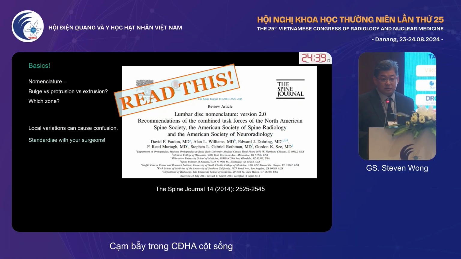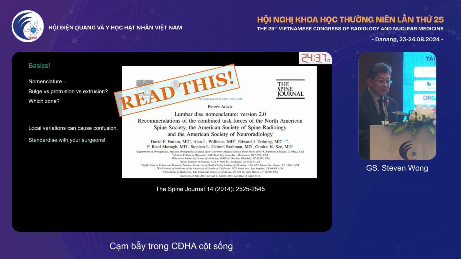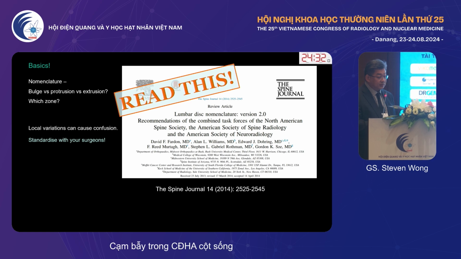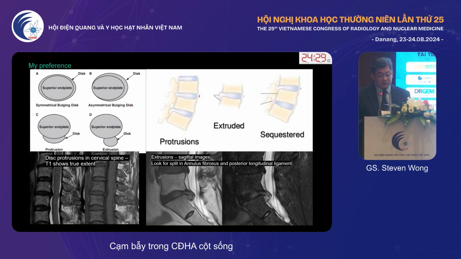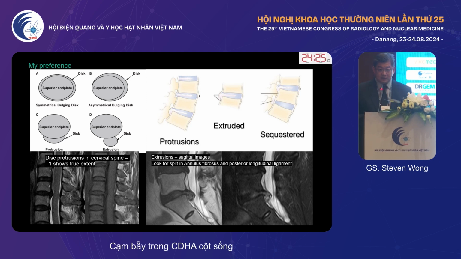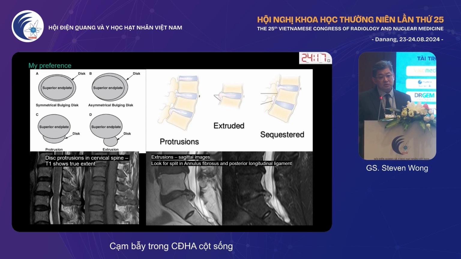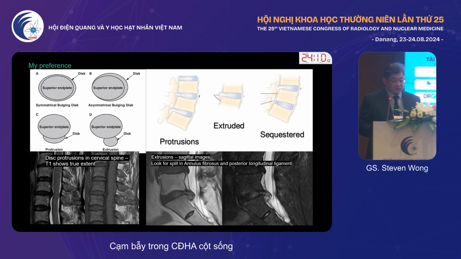Let's start. Basics of spine reporting: you need to know the nomenclature, whether it's a bulge versus a protrusion or extrusion, and which zone. If you can, read this article. It gives you all the various variations. My preference is for a disc bulge, generalized protrusion in all directions or in one or two directions. Protrusion usually has a broad base, generally where the base is wider than the degree of disc protrusion.